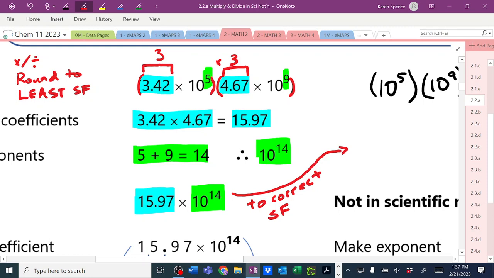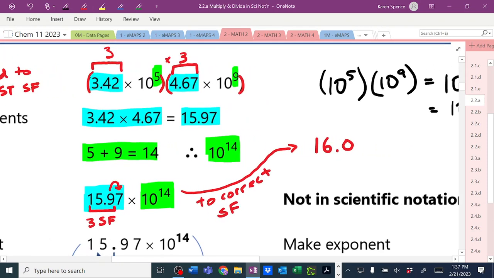So in my answer, I want to have 3 sig figs. So we're going to have to take that 9 and look next door to see what to round it to. So that's going to be 15.9. We'll round to 16.0. So 15.9 rounded to 16.0. Now we have 3 sig figs, and it is still times 10 to the 14.